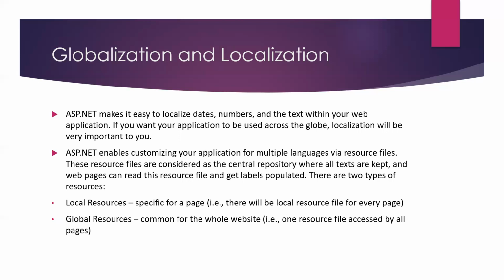ASP.NET enables customizing your application for multiple languages via resource files. These resource files are considered a central repository where all texts are kept, and web pages can read the resource files and get the labels populated. There are two types of resources, local resources and global resources. Local resources are specific to a page, so there will be a local resource file for every page. Global resources are common for the whole website, with one resource file accessed by all pages. That is the difference between local and global. If you are not aware of this, please go ahead and understand how we can make an application multilingual.